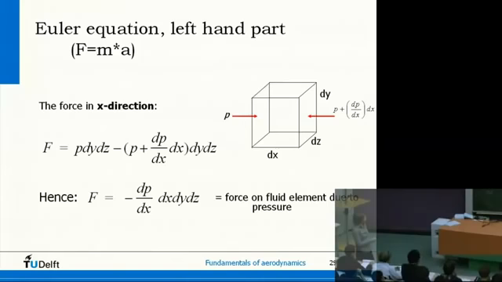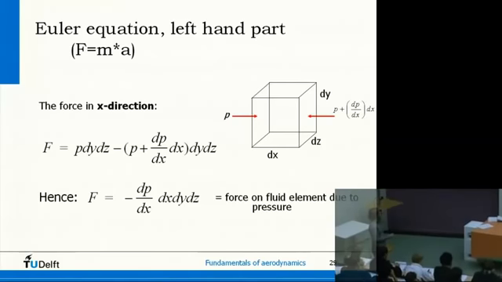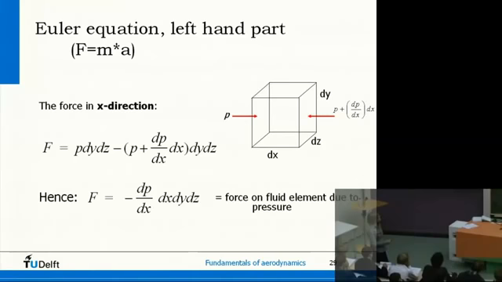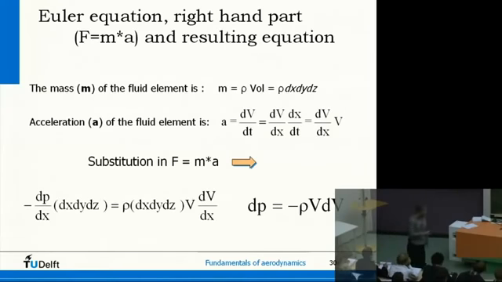So the total force is the force on this side, minus the force on this side. Well, the force on this side is then P plus dP, that's this one, times the area. Same area, dy dz. So, P dy dz minus (P plus dP over dx times dx) dy dz. So, P dy dz minus P dy dz, that one drops out. So we are only left with this one. So the net force on the fluid element is equal to minus dP dy dz, or minus dP over dx times dx dy dz. So we have the pressure force driving this element to flow.